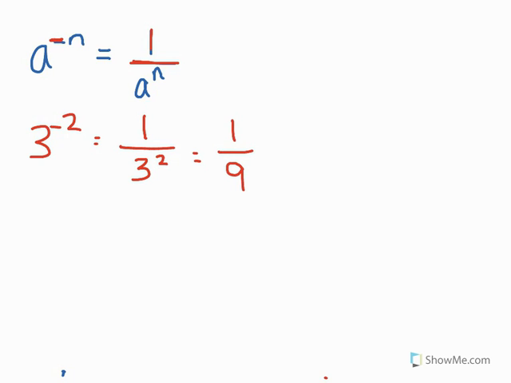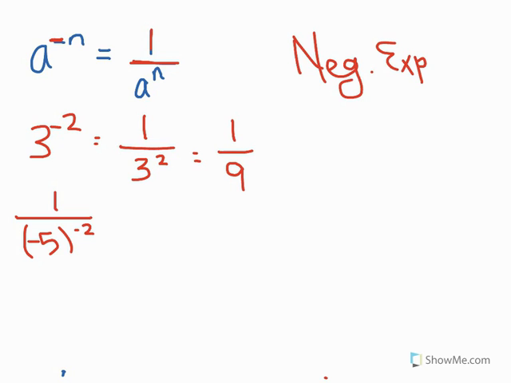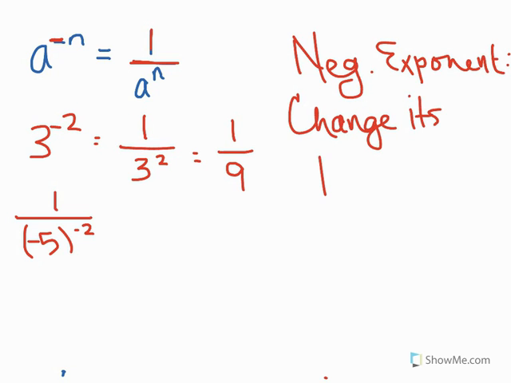Okay. Now if you have a problem that's like this, 1 over negative 5 in parentheses to the negative second, anytime you have a negative exponent, you need to change its position within the fraction. Well, let's write that down. Negative exponent, need to change its position in the fraction.